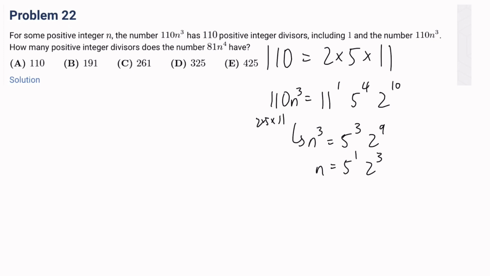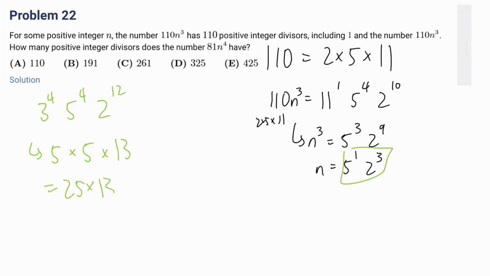And how many positive integer divisors does 81n to the 4th power have? So 81 is 3 to the 4th power, and n to the 4th power is 5 to the 4th power and 2 to the 12th power, right? And so this gives us 5 times 5 times 13, right? So this is 25 times 13, which is 325. So the answer is D.